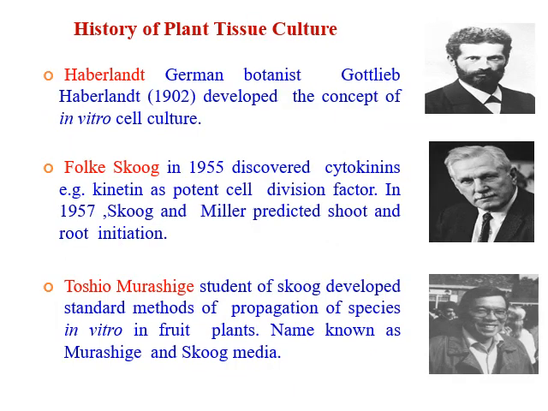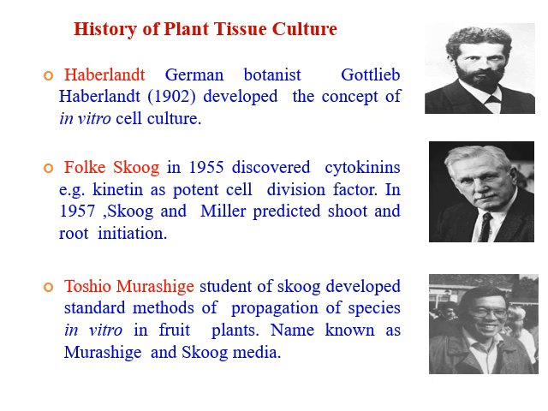As far as the history of plant tissue culture is concerned, the first man is from Germany, Haberlandt. He developed the concept of in vitro cell culture in the year 1902. Skoog, in 1955, discovered the cytokinin, for example kinetin, and he came to know its potential for cell division.